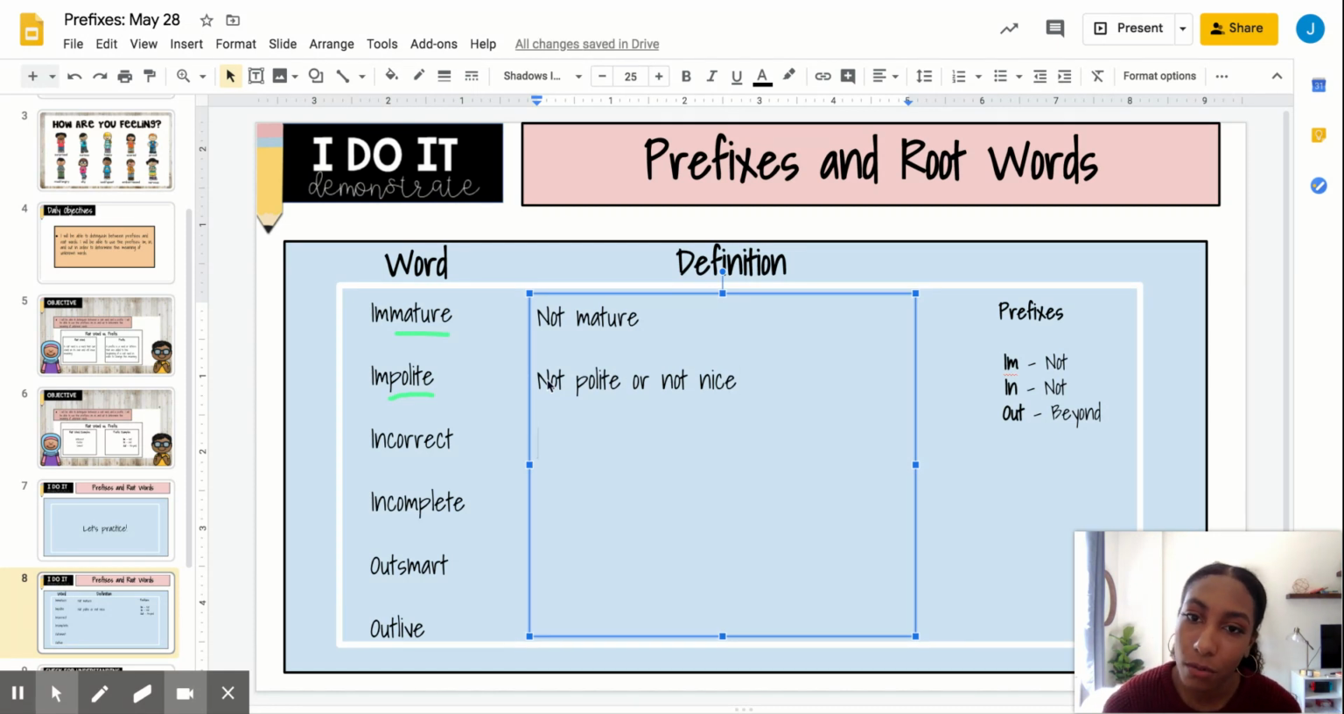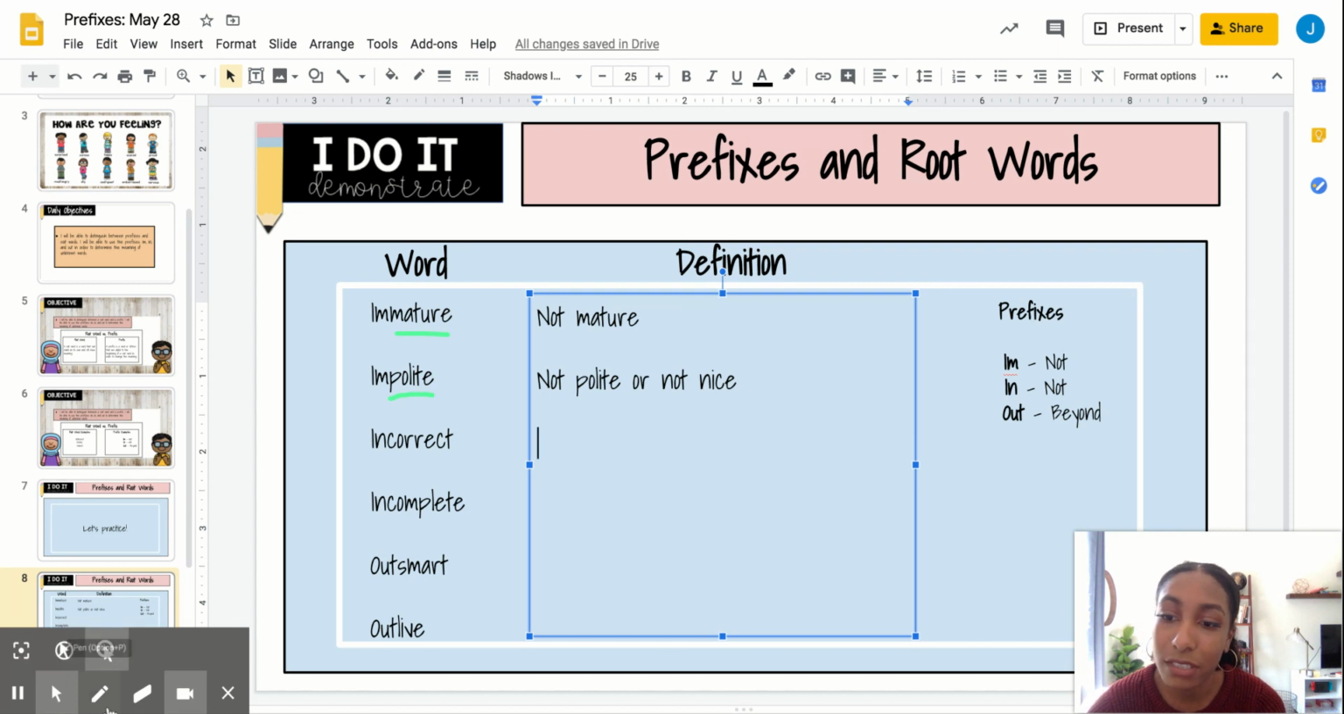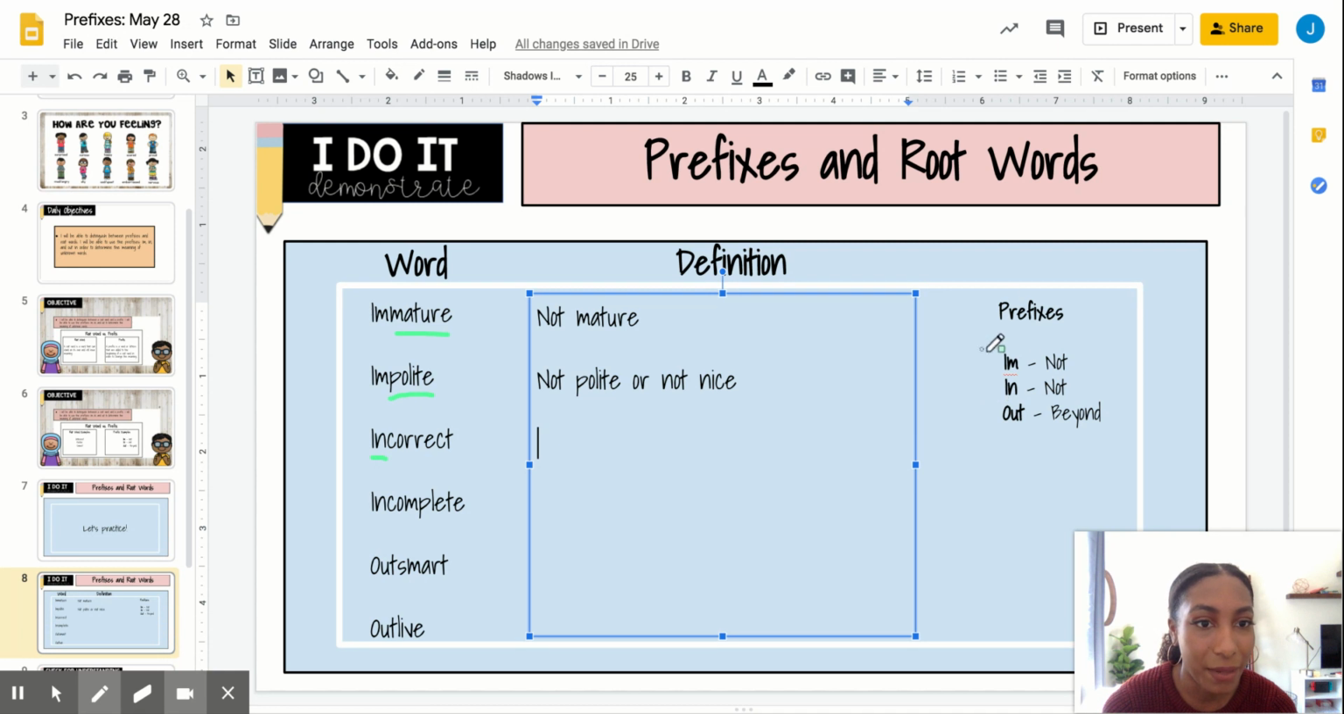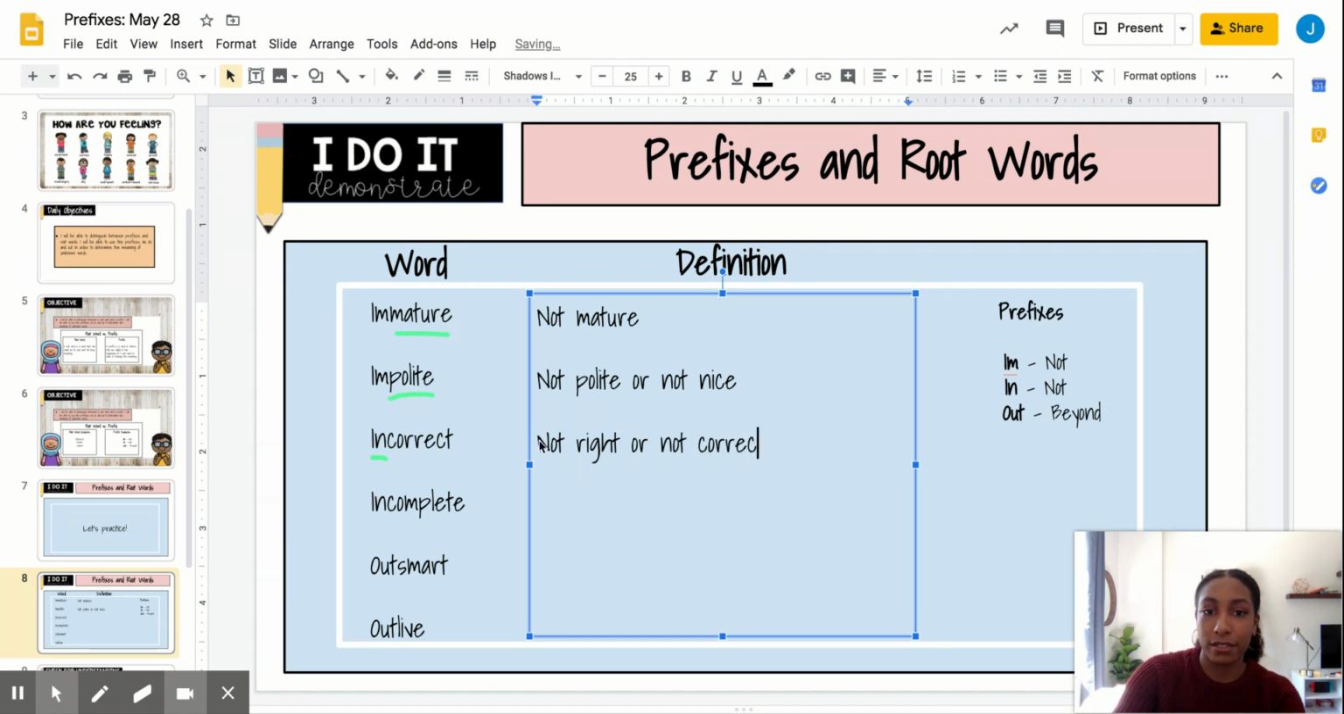What's the prefix on this word right here? Yeah, the prefix is in. We know that because we're talking about our prefixes, and it tells you over here. We also know it's our prefix because we see that it's before our root word, correct. And we know that in is going to change the meaning to not. So we know that correct means you're right, and incorrect means you're not right, or not correct.